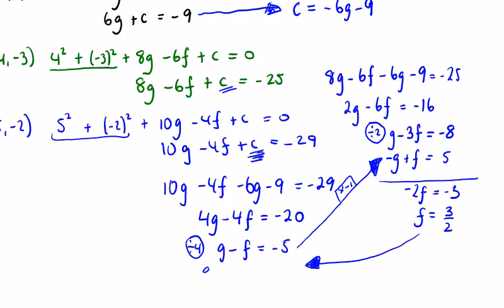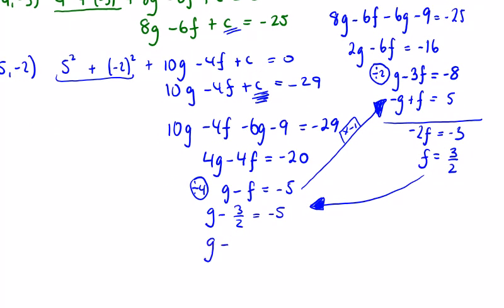And bringing my f back across here, I can get g, and that will enable me to get c. So I'm going to have g minus 3 over 2 equals minus 5. So g is equal to minus 5 plus 3 over 2. So that's minus 5 plus 1.5, so that's going to be minus 3.5. G is equal to minus 7 over 2.